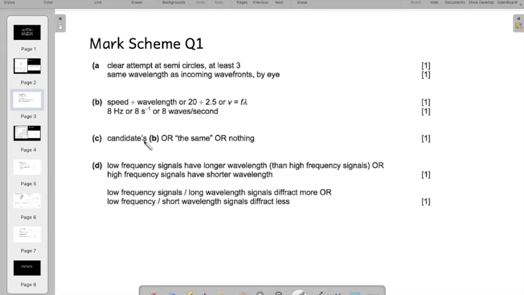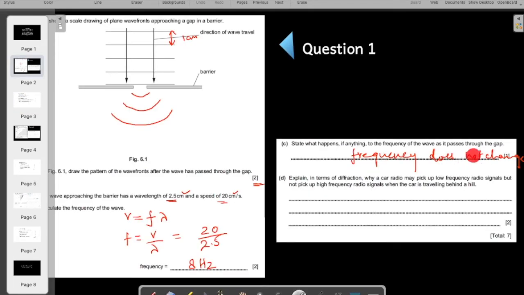The candidate said if it is the same as 8 Hertz, you get full marks, or you say nothing happens to the frequency, you get full marks. Right? So nothing happens to the frequency, or the frequency does not change, is the correct answer.